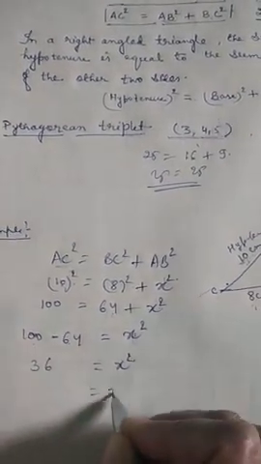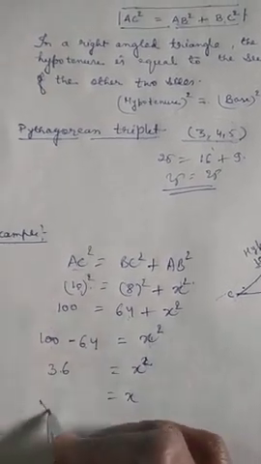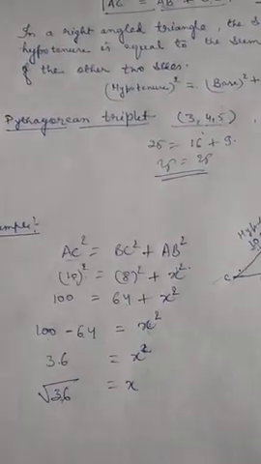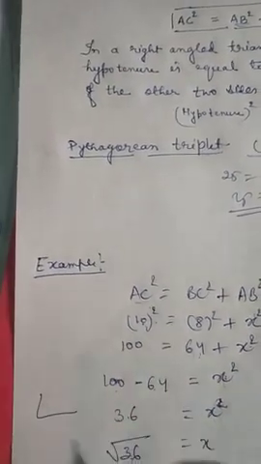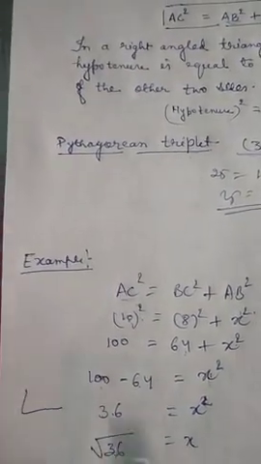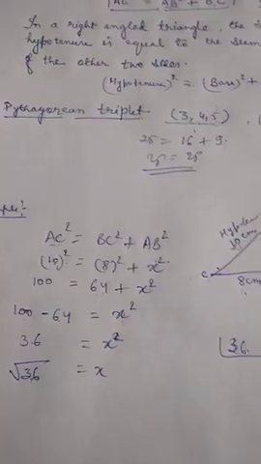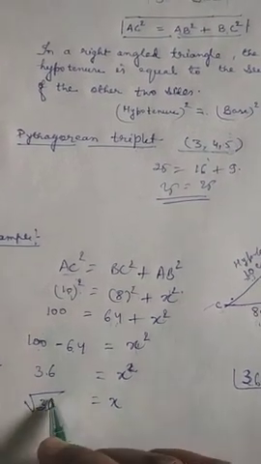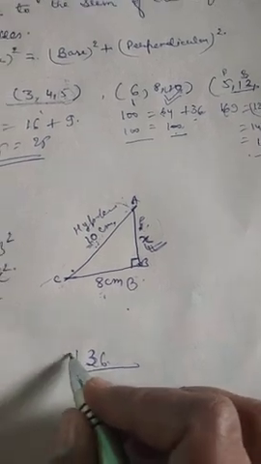Now we have to get the value of x. So this square will go this side and it will become root under 36. We have to find out the value of root 36. Means we have to find two numbers whose multiplication will be equal to 36. Means same number, a number which will multiply with itself will be equal to 36. So how to find out the root of 36?